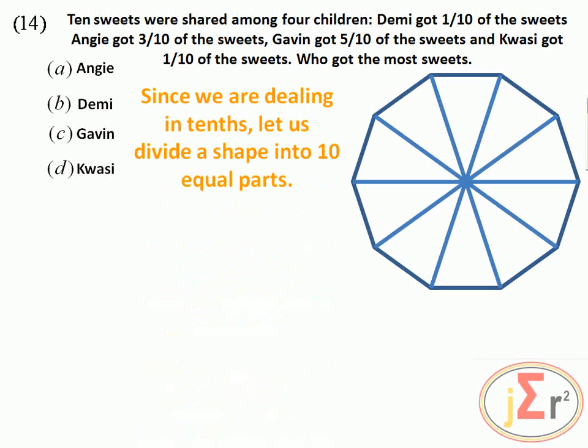Since we are dealing in tenths, let us divide a shape into 10 equal parts. And there we have, Jerry, a 10-sided figure. What is it called, Jerry? Decagon. Right. So we have a decagon. Jerry is very sharp. We have a 10-sided figure.